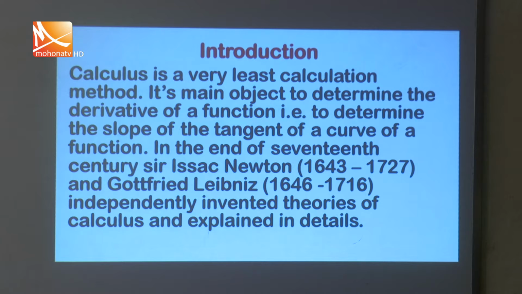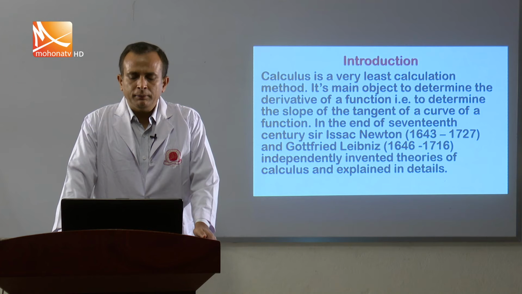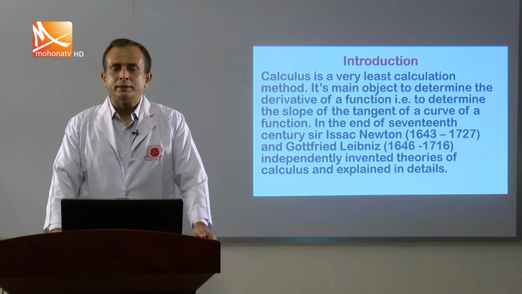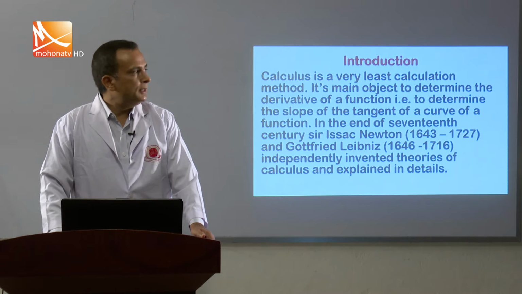Its principal object is to determine the derivative of a function, that is, to determine the slope of the tangent of a curve of a function. At the end of the 17th century, Sir Isaac Newton, who was born in 1643 and died in 1727, and Gottfried Leibniz, who was born in 1646 and died in 1716, independently invented the theories of calculus and explained them in detail.